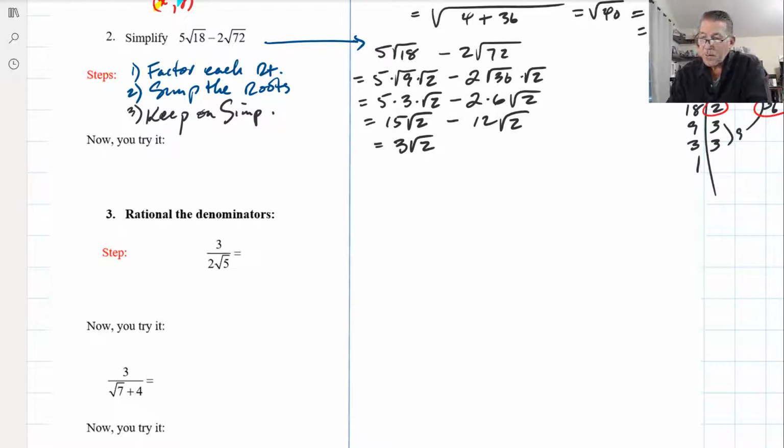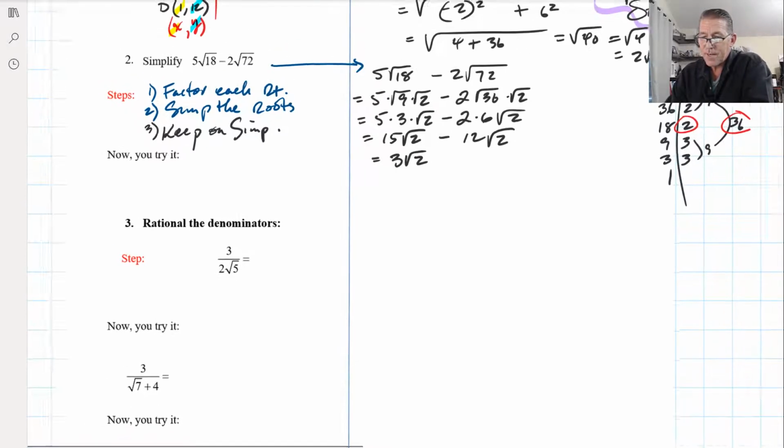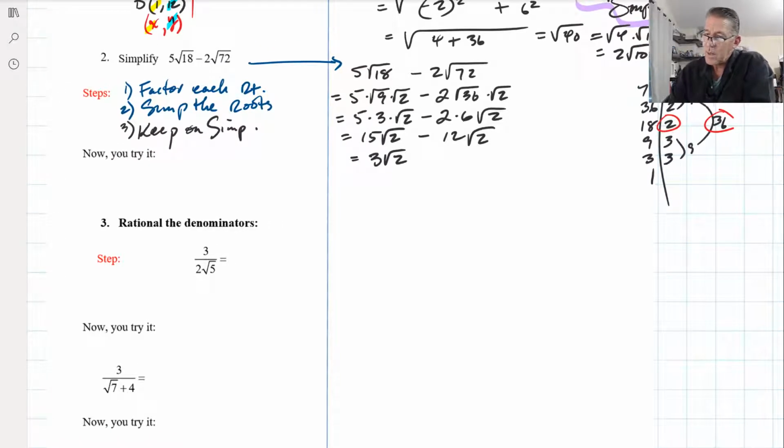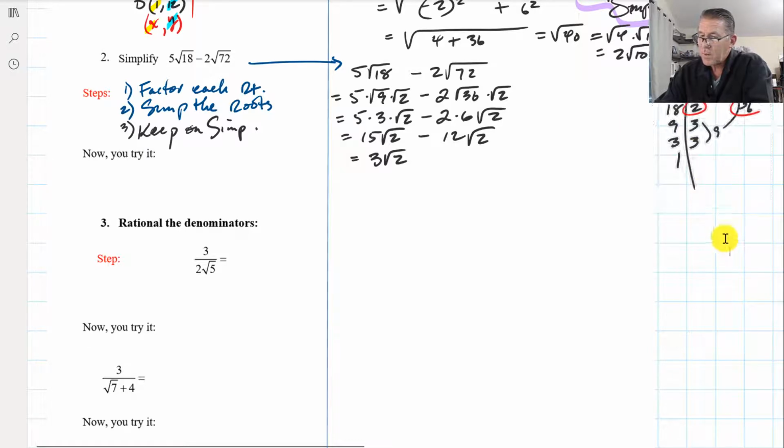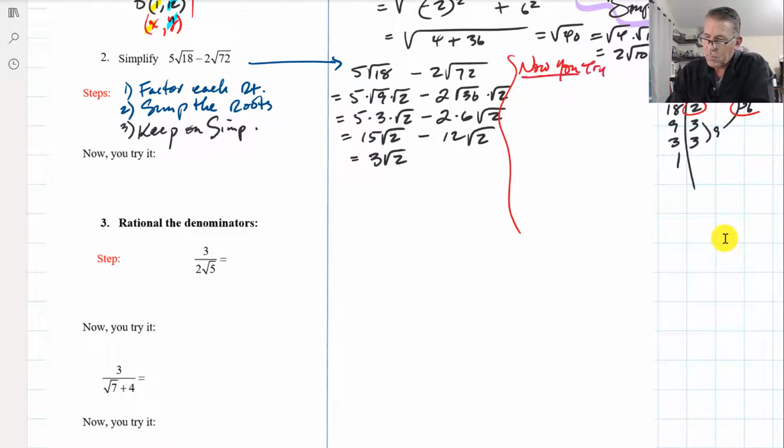All right, now your turn. You guys have got to try it as well. Let's try it here. Let me just push this off to the side a little bit. Now you try it, okay? All right, now your turn. How about 3 root 12 minus 5 root 8? Now pause the video, go for it.